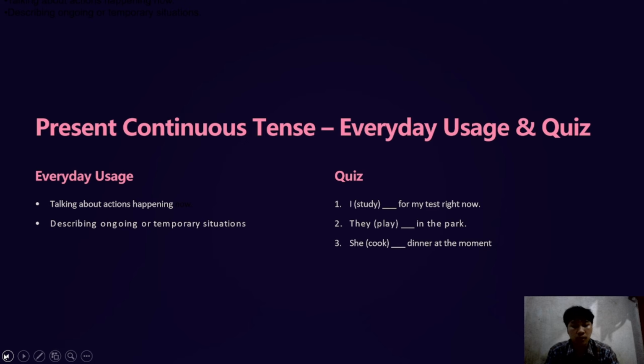Now, let's test your understanding. Okay, the correct answers are studying, are playing, and is cooking.